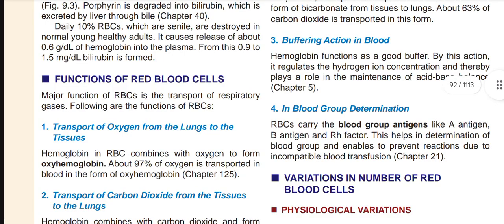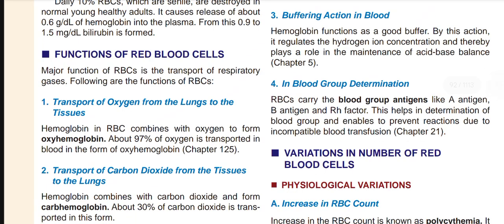Now, functions of RBC. What are the functions that are generally performed by red blood cells or erythrocytes? First of all, the most important function: transport of oxygen from the lungs to the tissue. Our body needs oxygen to survive, because without oxygen we can't survive. Oxygen is the basic necessity. So what does hemoglobin do? Hemoglobin combines with oxygen to form oxyhemoglobin, and about 97% of the oxygen is transported by blood in the form of oxyhemoglobin.